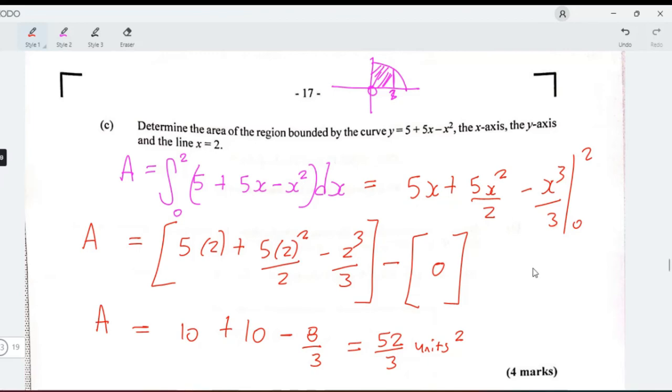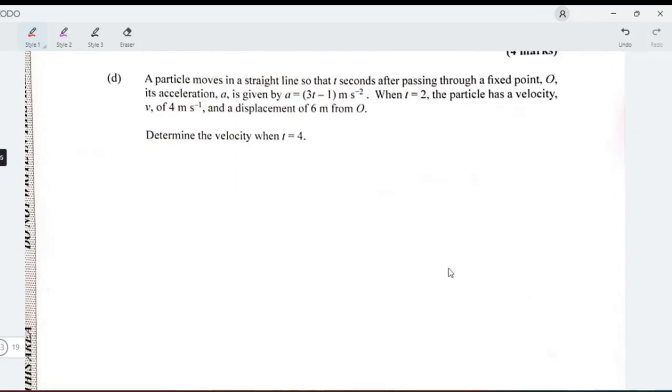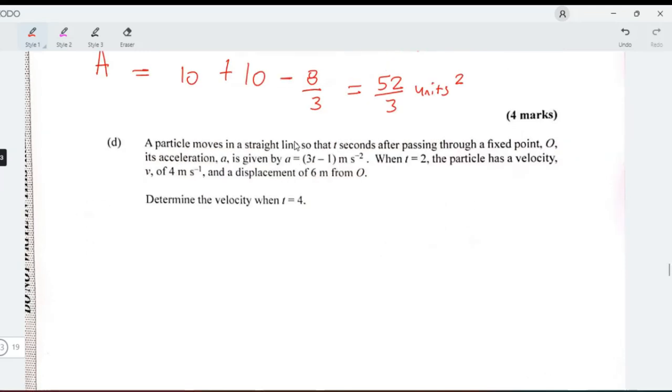Nice so far, it's really nice. No stress so far. This part now, they tell us that a particle moves in a straight line so that t seconds after passing through the fixed point, its acceleration is this. When t equal 2, the particle has a velocity of 4 and a displacement of 6 meters from the fixed point O. Determine the velocity when t is 4.